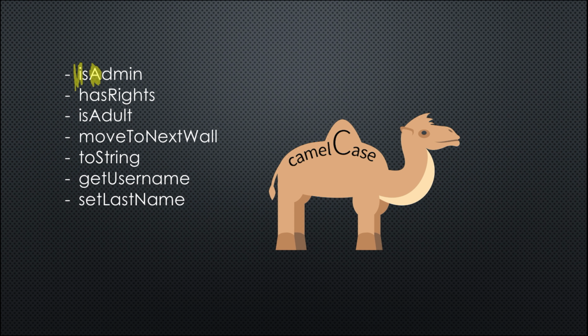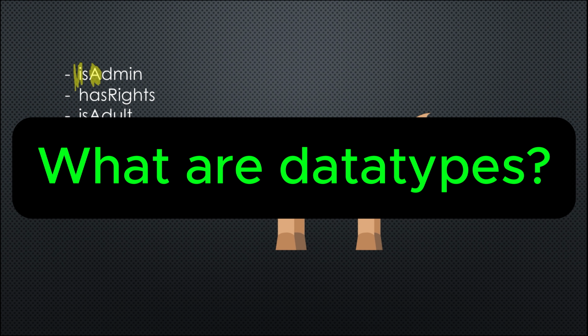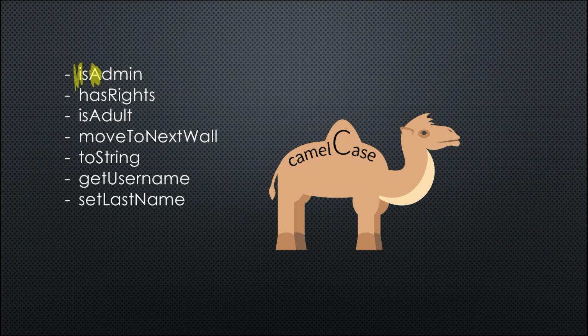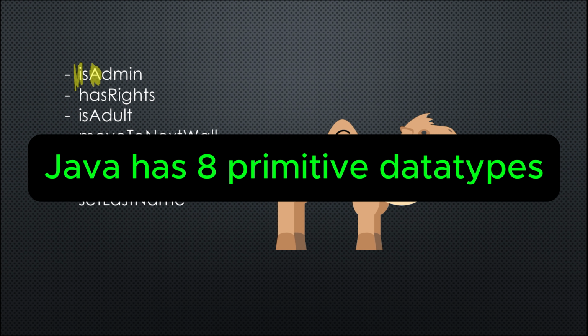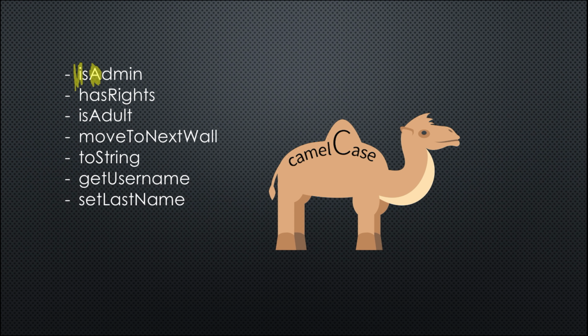Alright, let's look at some data types. What are data types? Data types define what kind of data a variable can hold. This is essential in Java because it's a strongly typed language, which means you must declare the type of every variable you use. This helps prevent bugs and makes your code more predictable and easier to understand. Java has 8 primitive data types, and these are built into the language for efficiency. Let's go through them quickly.